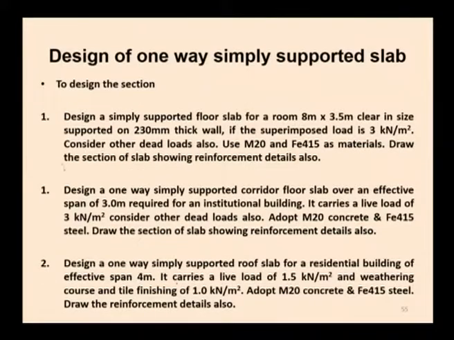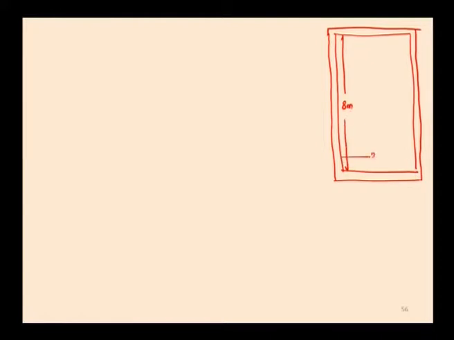The first problem we are going to design is: design a simply supported slab for a room 8 meter by 3.5 meter clear in size. This is a room, supported over the wall on all 4 sides. So, the clear size of the room is 8 meter by 3.5 meter. It is supported on all 4 sides. The thickness of the wall here is 230 mm.